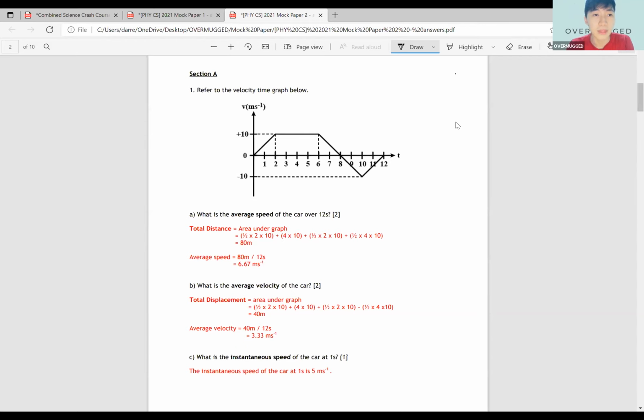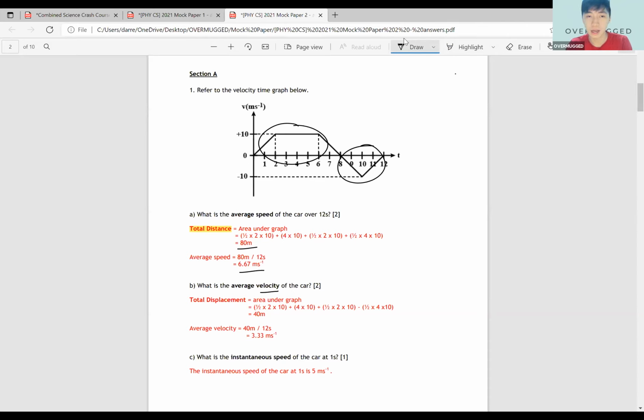For section A here, average speed means total distance over total time. So how do we calculate total distance? You need to calculate the total area underneath the graph for both the positive and the negative region. Because distance, we do not care about the direction, right? So distance covered here, I count. Distance covered here, I also count. So total distance is 80, average speed, total distance divided by total time.